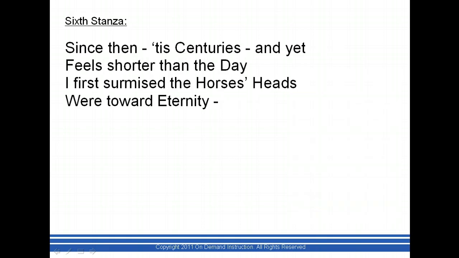Since then, 'tis centuries, and yet feels shorter than the day. I first surmised the horses' heads were toward eternity. In the final stanza, we realize that the main character has been dead for centuries, and that she seems to be communicating to us from beyond the grave.